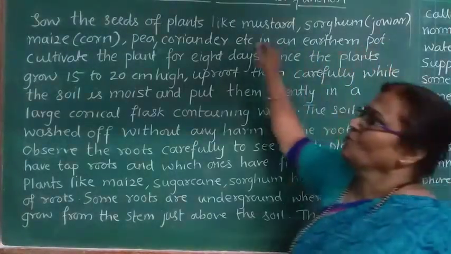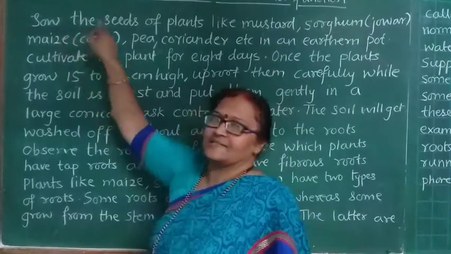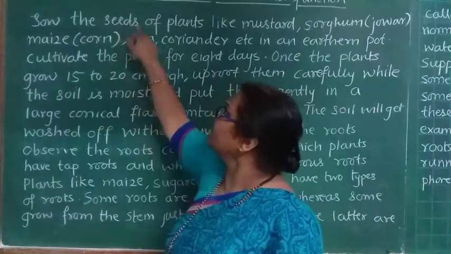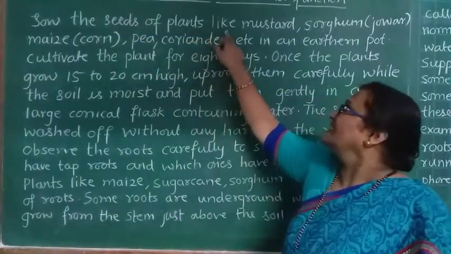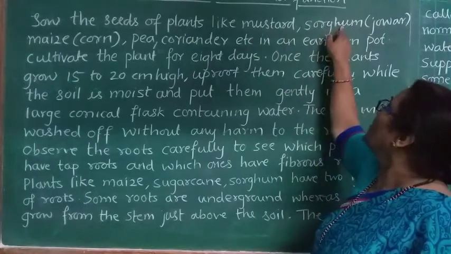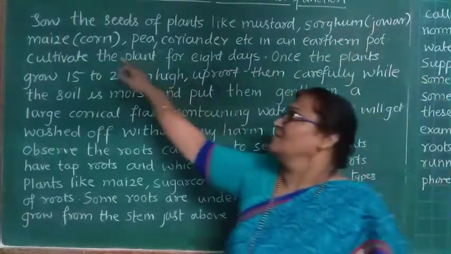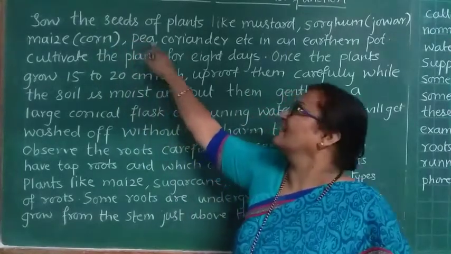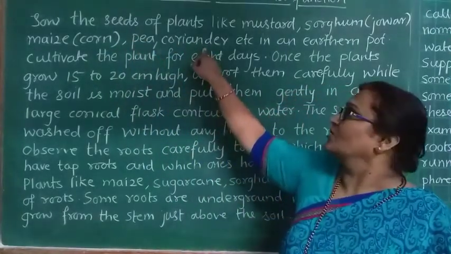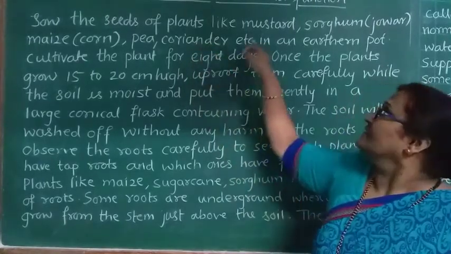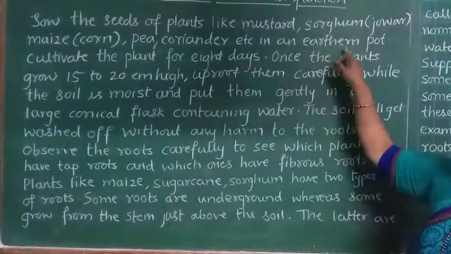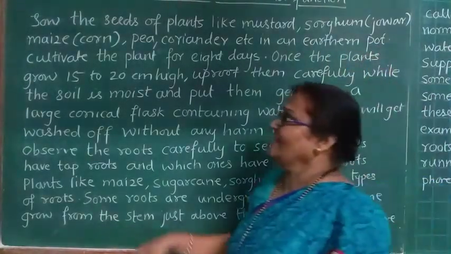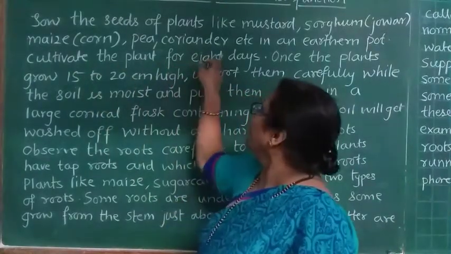So what you have to do? You have to sow the seeds. That means you have to take the seeds of what? See here, of plants like mustard, sorghum, which is called jowar, maize, that is called corn, pea, that is wathana, coriander, that is kotimbir, or you can say dhane. These all you have to put in an earthen pot. Cultivate the plant for 8 days.